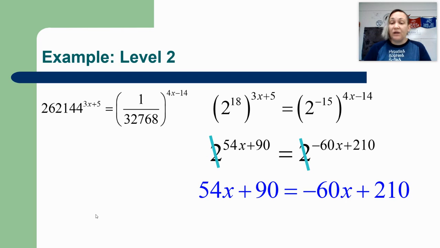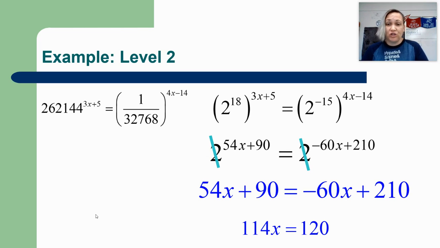From here, I'm going to move all of my x's to the left side and all my numbers to the right side. And then I'm going to divide. Now, 120 is not evenly divisible by 114, so I am going to get a fraction for this problem. Delta Math does want a simplified fraction, so make sure that you are writing your answer as a fraction, not a decimal, especially if you have to round the decimal. Delta Math will count that as being wrong.